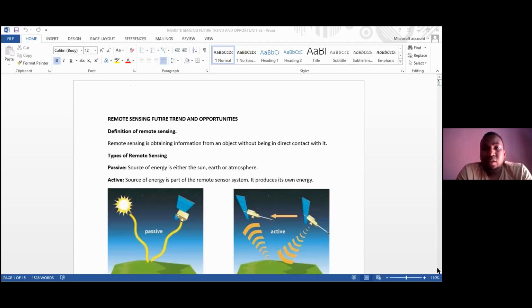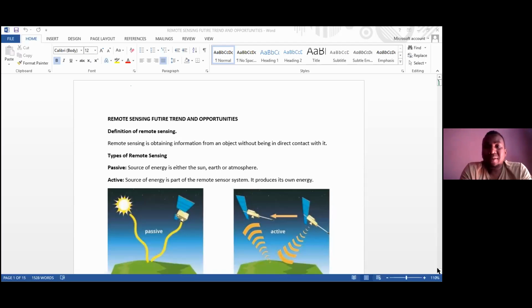So first of all, I'd like to give a definition of what remote sensing is. Remote sensing is actually obtaining information from an object without having direct contact with it. You see, you can obtain information about someone, something, anything by being there physically, by touching it, knowing its texture, complexion. But for remote sensing, it's actually obtaining that information of an object or anything without actually being in direct contact with it. That means you're able to get information about that object through other means, which I'm going to show you. And there are two types of remote sensing.